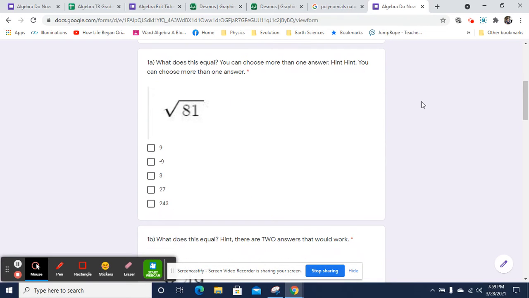So what does this equal? What does this even mean? You can choose more than one answer, and hint, hint, you can choose more than one answer. That is a hint that there is more than one answer.